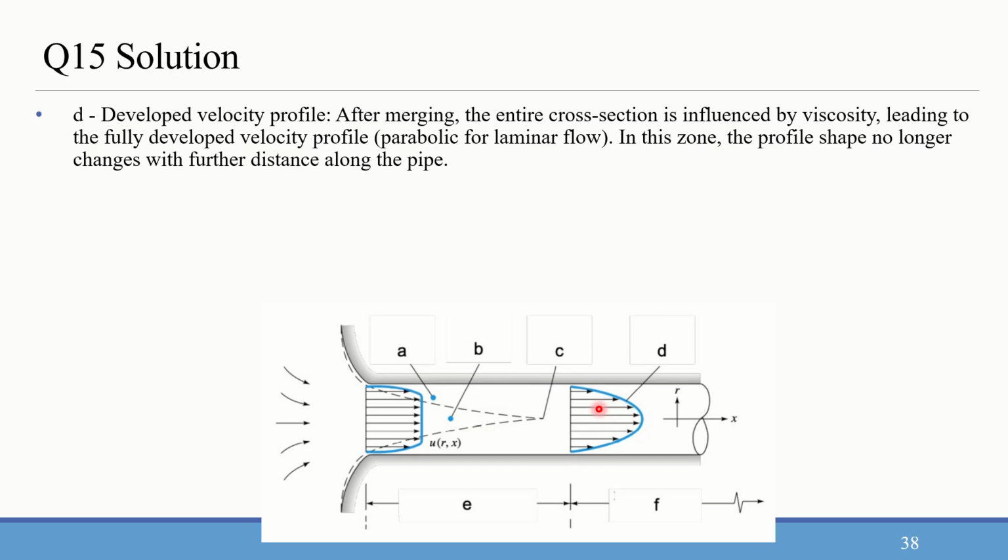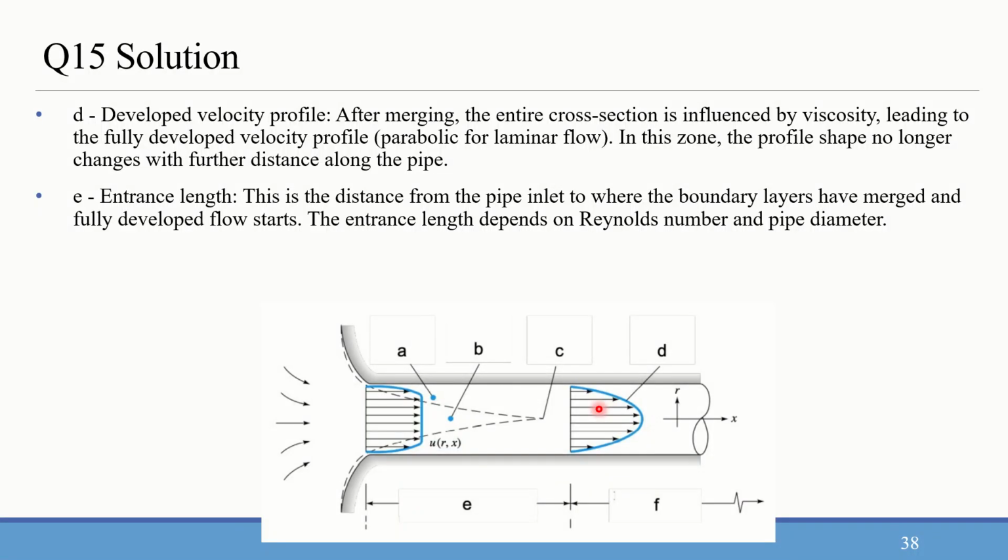And next we have E, the entrance length. This is the distance from the pipe inlet to where the boundary layers have merged and fully developed flow starts. That is known as the entrance length, and it depends on the Reynolds number and the pipe diameter.